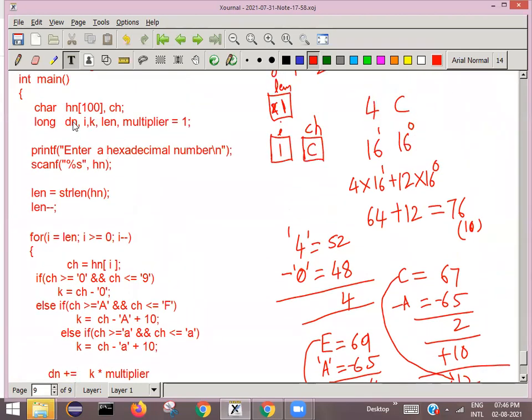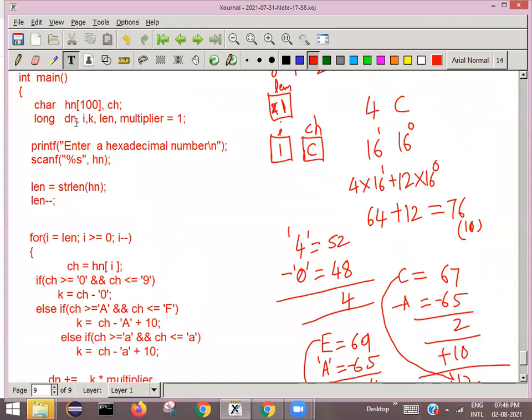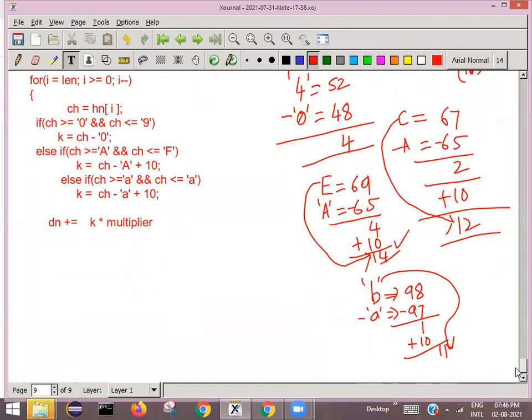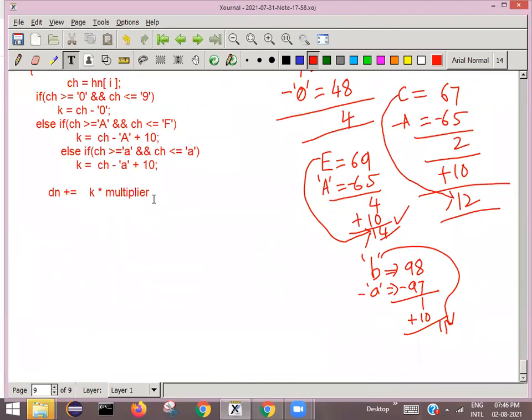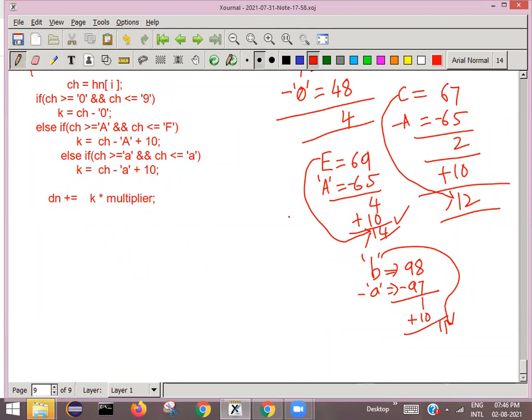So initially you say the decimal number is equal to 0. Okay, so then what will it do here? 12 multiplied by 1, 12 ones are 12. So 12 plus 0 will be 12. That will be stored in dn. Okay, so now I draw the diagram for this.